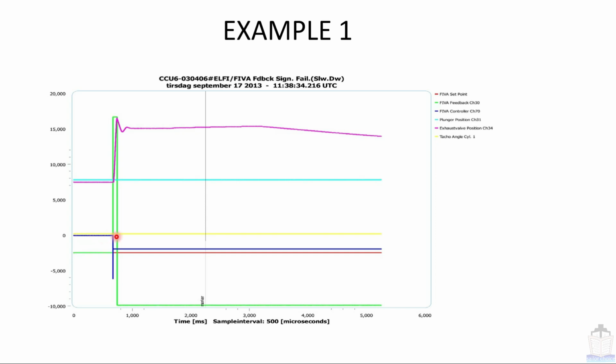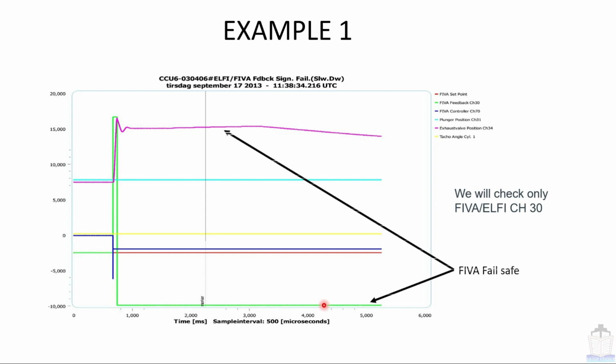After that, channel number 70 has stopped responding and hence FIBA has gone to the fail-safe position. This is called the fail-safe position, as I have already discussed before. So we will check only FIBA LP channel number 30. This line means the exhaust valve is open and the main FIBA spool has gone down. This position is called the FIBA fail-safe position.